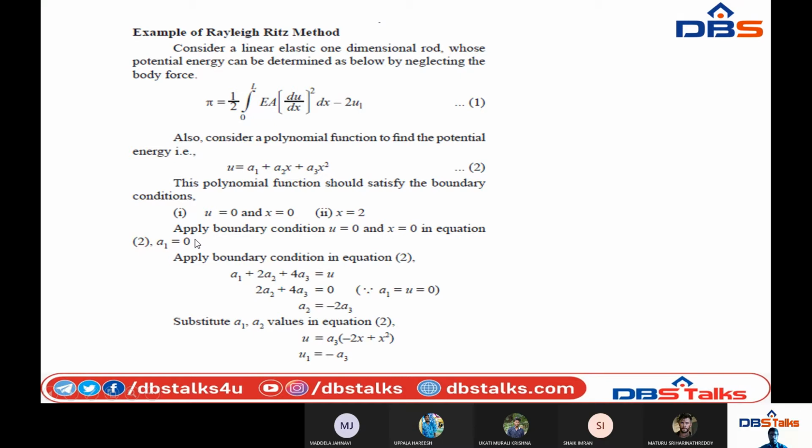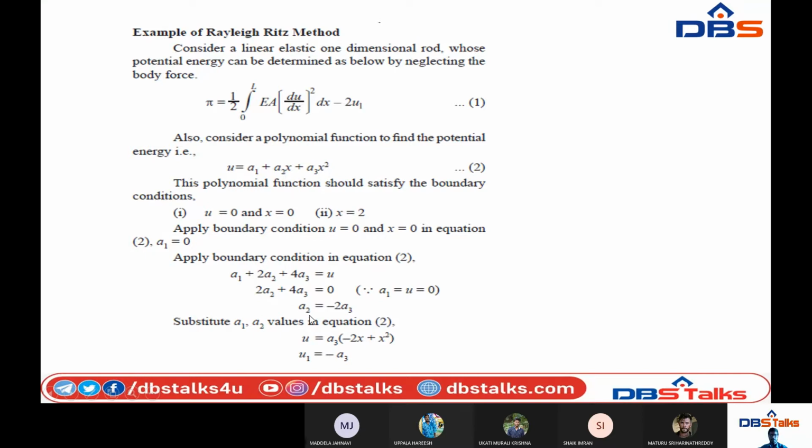Before applying the boundary conditions, I state that a1 is equal to 0. Why? Because I'm applying the boundary conditions u equal to 0 and x equal to 0 in equation 2. a1 is a single constant, so it will also be 0. Substituting a1 equal to 0 and u equal to 0, the remaining terms will be 2a2 plus 4a3, which is also 0.